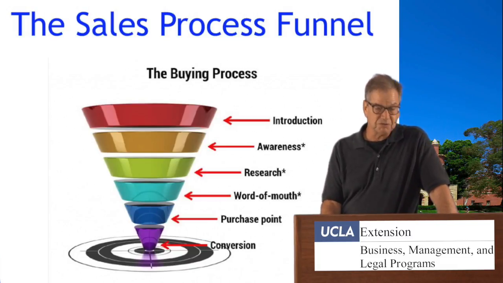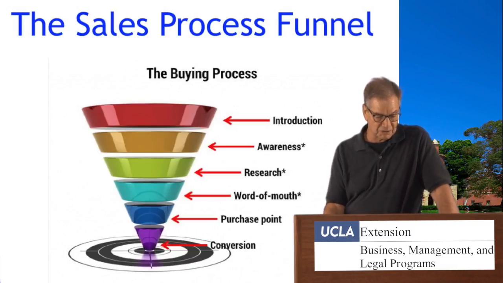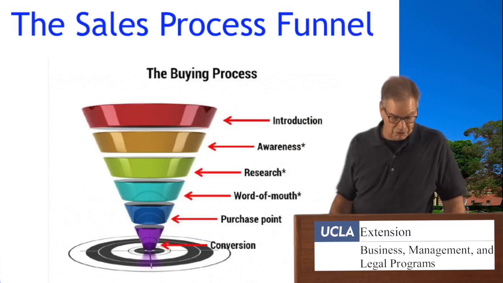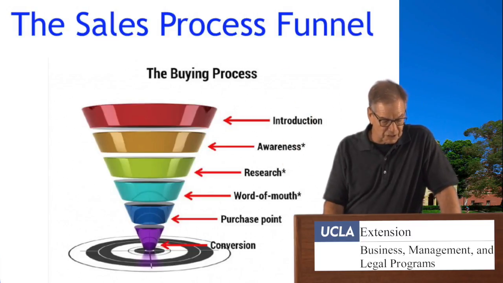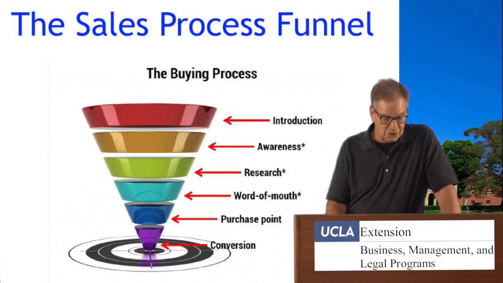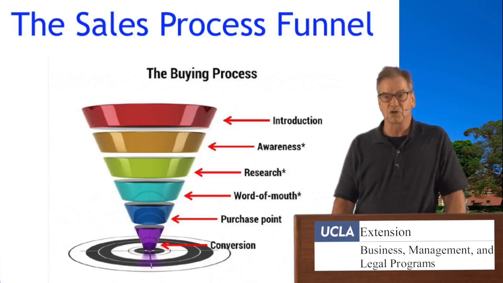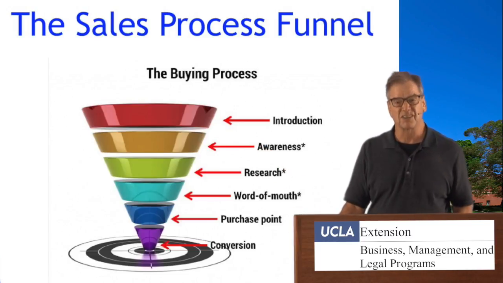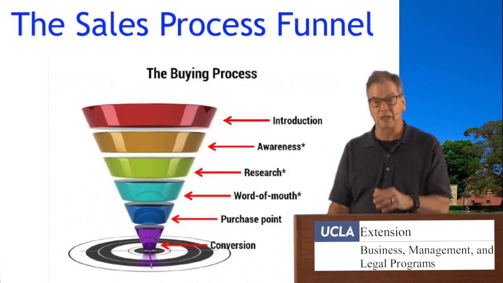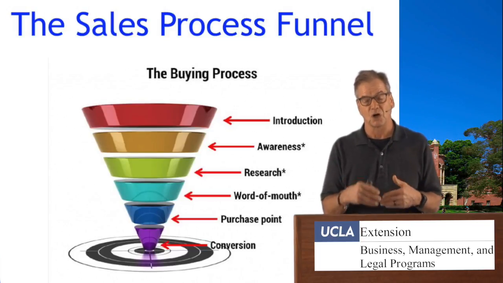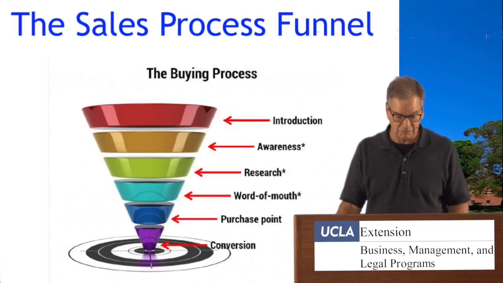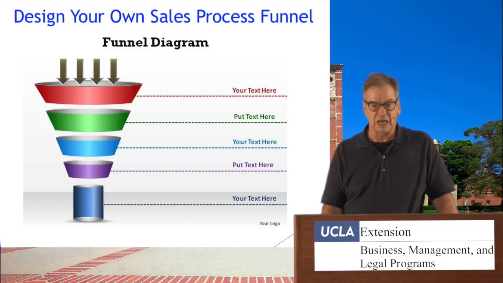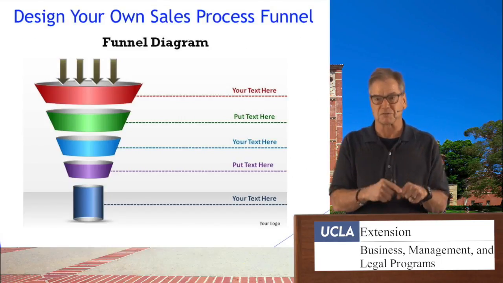we call the sales process funnel. So the first part up here shows an introduction, and then awareness, research, word of mouth, purchase point, and then conversion. And see the target at the bottom? That's symbolic of the target customer. How are we going to bring someone in to actually convert them into an ongoing customer?